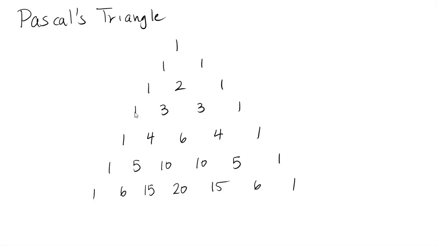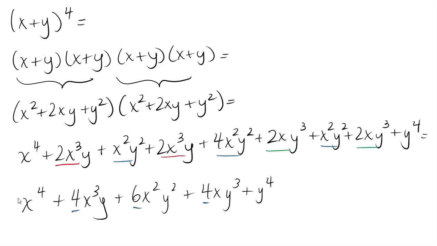To get to the next row, 1's on the edges, and then this entry is 3, and this entry is 3 because 1 plus 2 is 3, and 2 plus 1 is 3. To get the next row, 1's on the edges, 1 plus 3 is 4, 3 plus 3 is 6, 3 plus 1 is 4, 1 on the edge. Let me stop here because you might recognize these coefficients. 1, 4, 6, 4, 1 is exactly the list of coefficients we have in our expansion here.